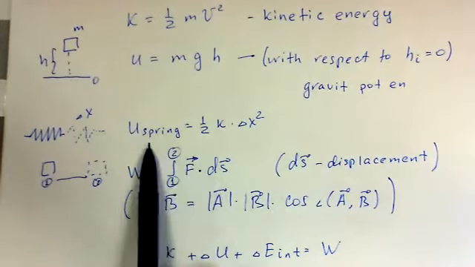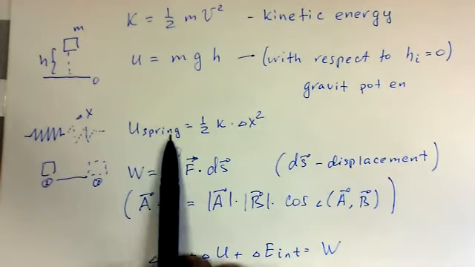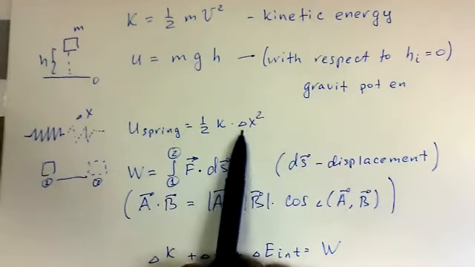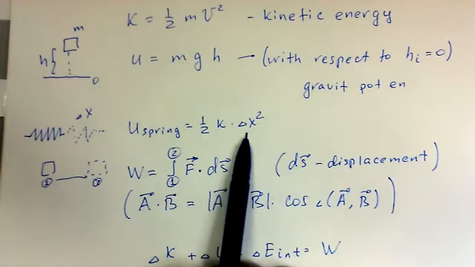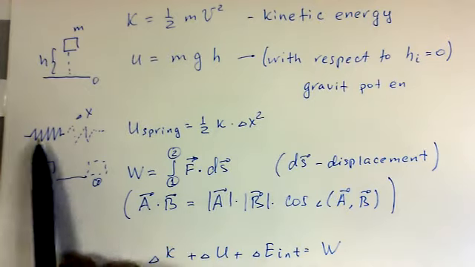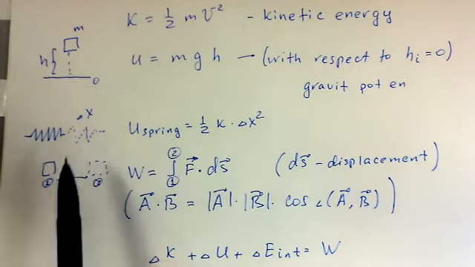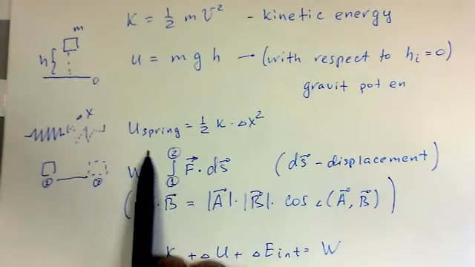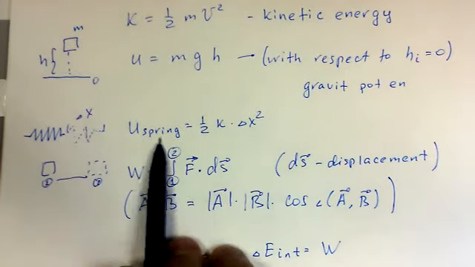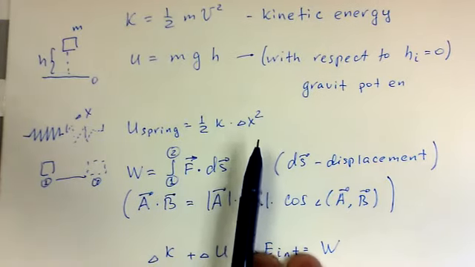Also, we can store energy in a spring, and this potential energy is 1/2 k delta x squared, where k is the spring constant and delta x is the displacement of the spring. For example, here we have a stretched spring, and the displacement when the spring is stretched is delta x. So the potential energy stored in this spring is 1/2 k delta x squared.